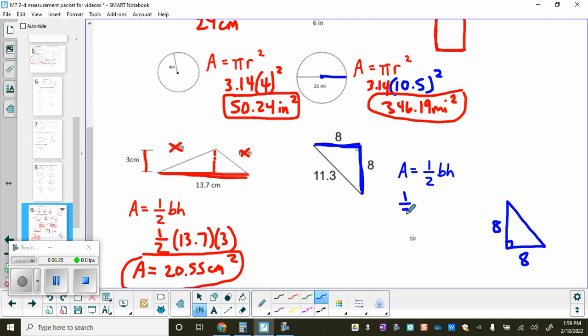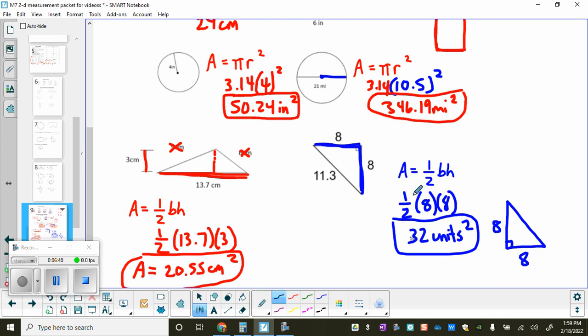But here we're just going to do half of 8 times 8. And y'all know that 8 times 8 is 64. So half of 64 would be a 32. There's nothing labeling this one, so I'm just going to put units. And that's going to be 32 square units for this square.